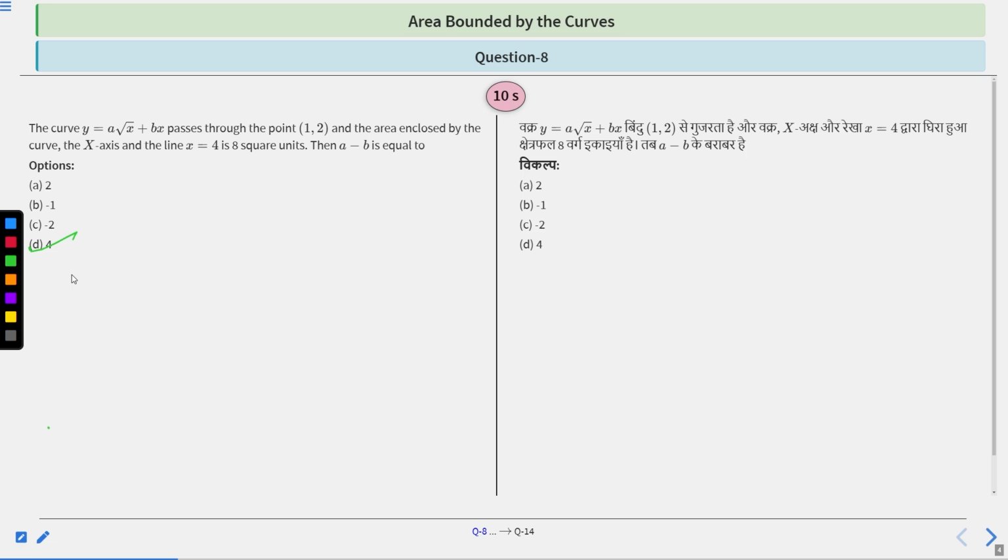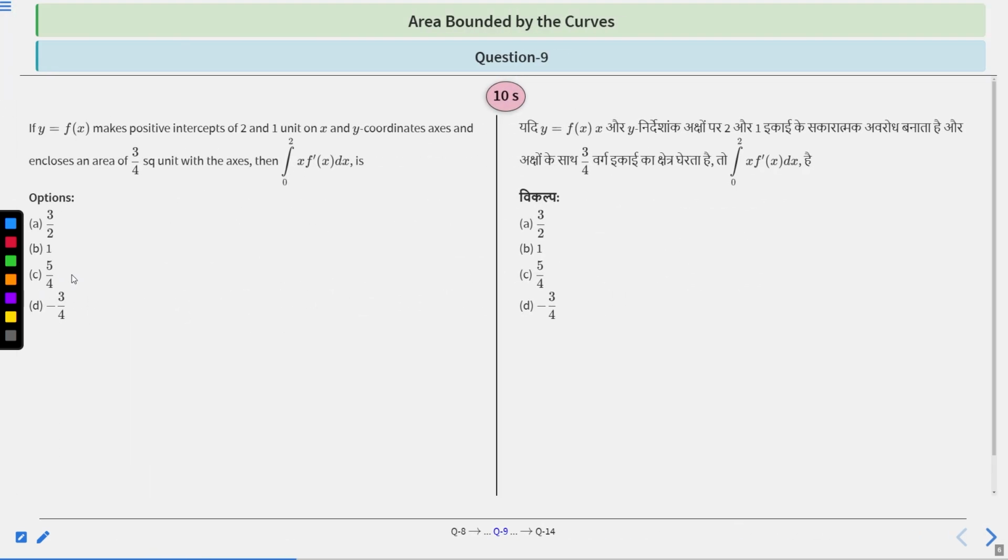Okay. Let's move to the next question, question number 9, which says, if y is equal to f(x) makes positive intercepts of 2 and 1 units on the x and y coordinate axes, and encloses an area of 3 by 4 square unit with the axes, then integration of 0 to 2 x f'(x) dx is.